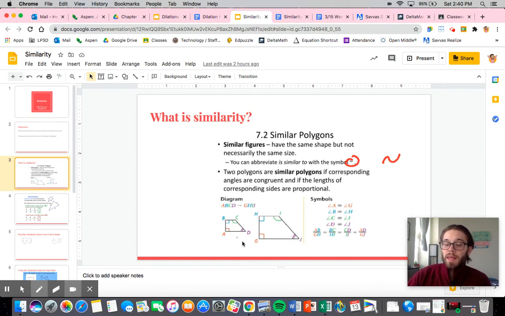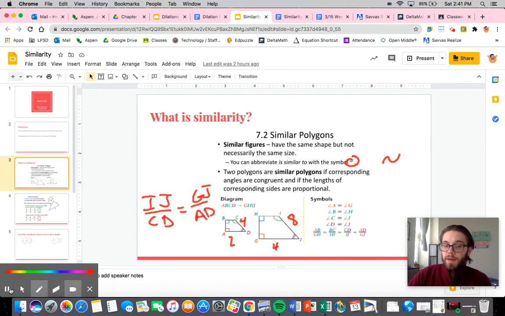So what does that mean? That means if I were to set up a proportion between IJ and CD, it would be the same proportion as if I did GJ and this one, which is related to it, AD. So this number would be the same. If it was 1, it's getting bigger. So let's say it was 2. This proportion would be 2. This would be like 4, and this would be 2, or something like that. And this might be, I don't know, 4, and this might be 8, right? So times 2, times 2. So that is what we're going to be ultimately dealing with.